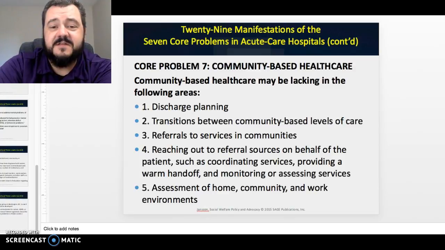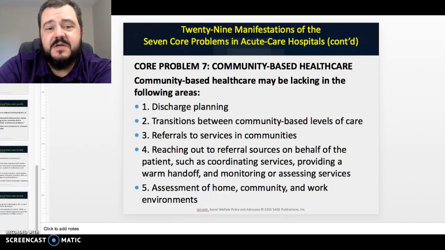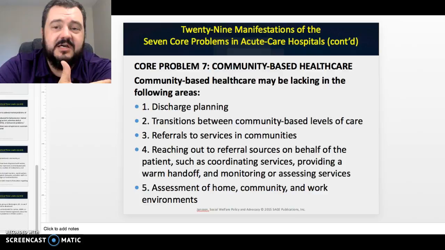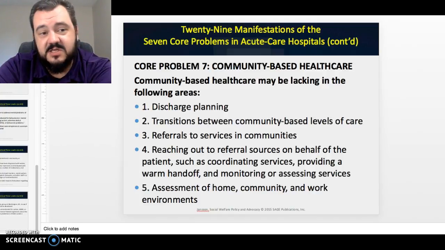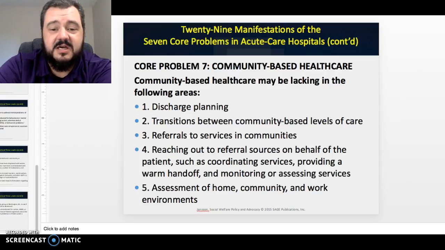Core Problem 7 of community-based healthcare discusses issues around whether or not the services that are provided at the hospital are relevant to the people that live in the local community. So is discharge planning addressing the family needs of the clients? Are there transitions between community-based levels of care? Will knowledge be shared from the hospital to the clinic where they get services? Are the services in the communities that they will be referred to appropriate?